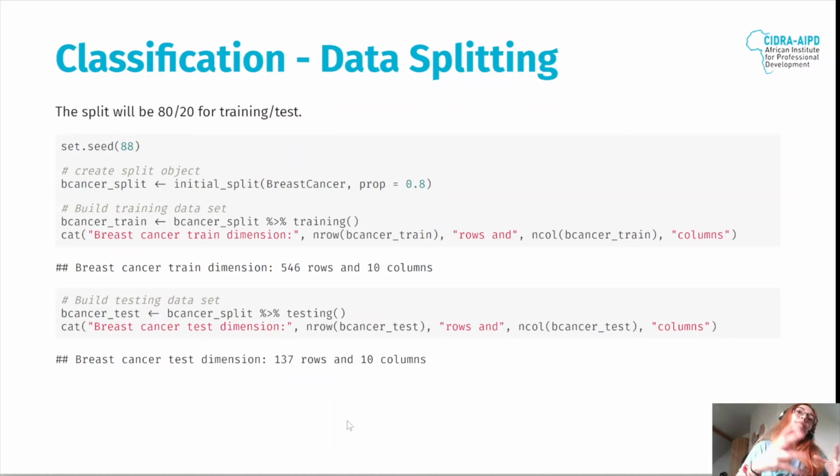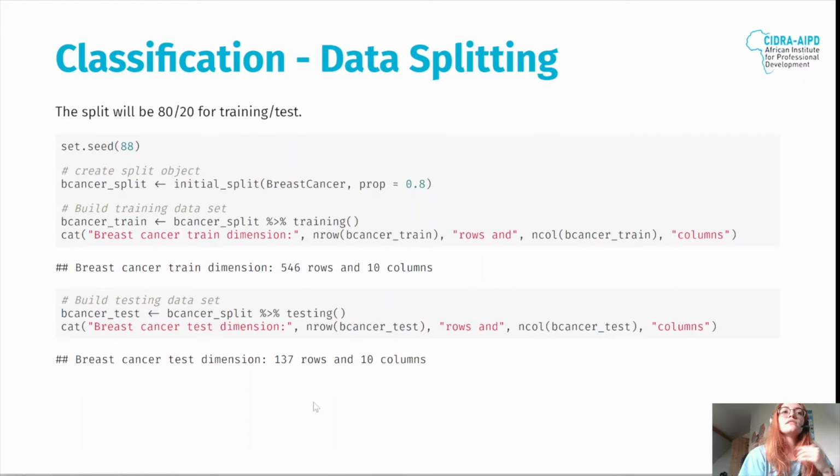So the next step is to split the data between training and test. I'm going to use the same split as I used before, of 80-20. I'm setting the seed again for reproducibility, so whenever you try to do this at home, you can have the same results as I had.